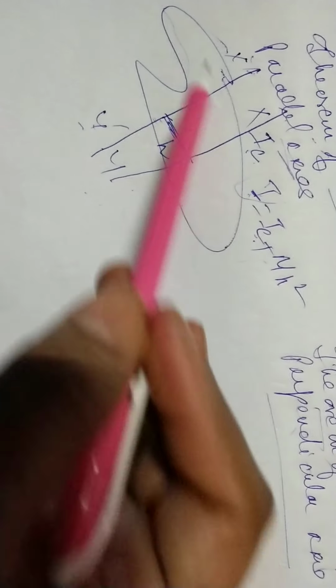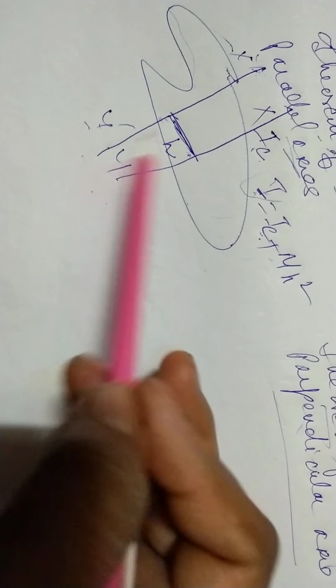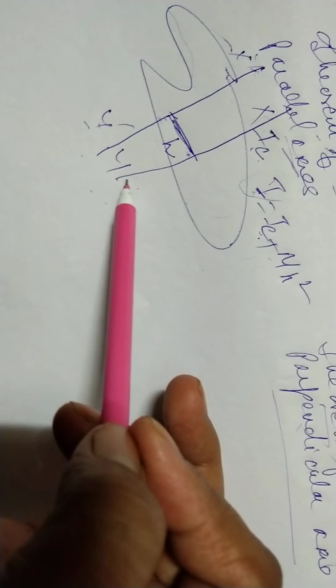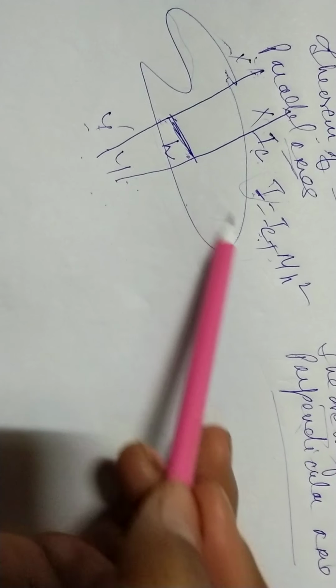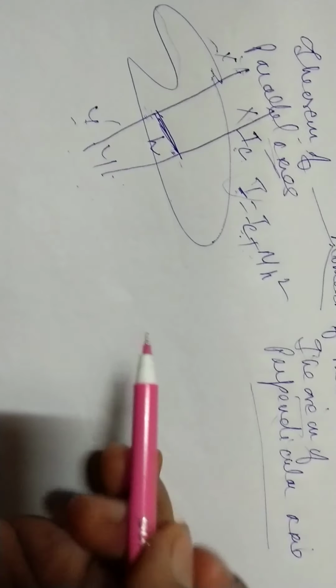So here we have I as the moment of inertia about x dash y dash, and I suffix c is the moment of inertia passing through the center of mass, plus the total mass of the body and the square of the distance between the two parallel axes. When we are doing the applications, we are going to use it.